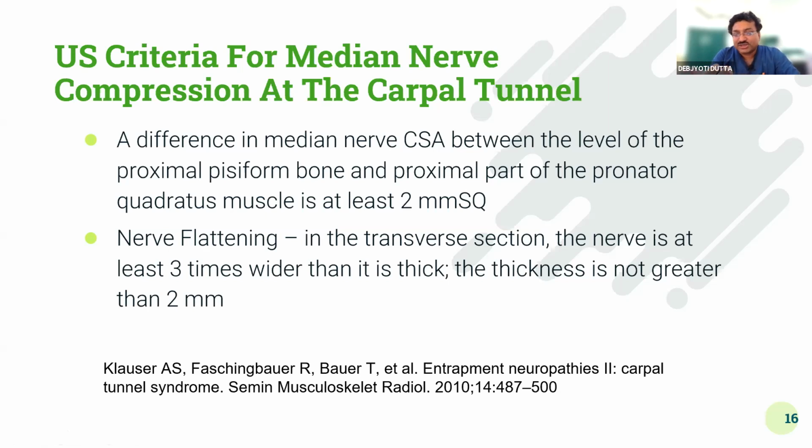Some criteria are based on nerve flattening, and some are based on the nerve cross-sectional area. But the problem is, in some patients, even with the criteria, it is found the patient has no symptoms because of anatomical variations. So these criteria are only valid when the patient has the symptoms of CTS. Only then can you diagnose with the ultrasound.